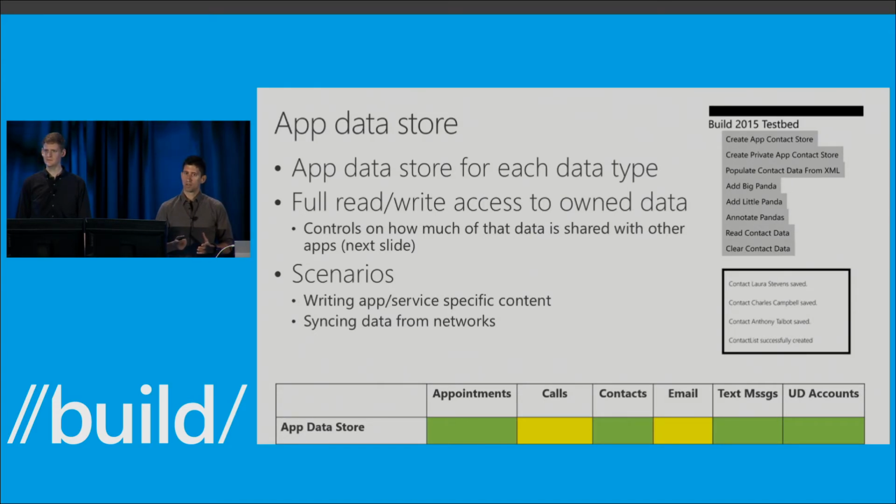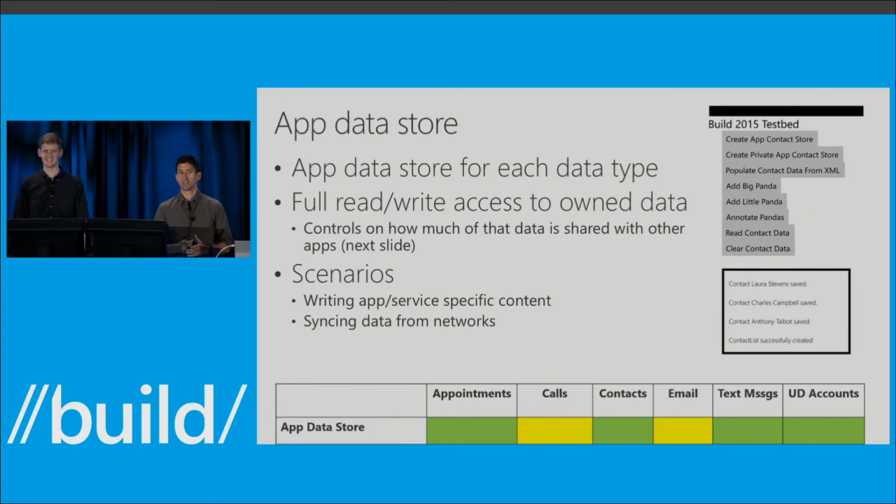Additionally, in Windows Phone 8.1, we added the ability for applications to do that with appointments data as well. Now it's possible to do that with calls, email, and text message data. This data is owned by your application, but it's stored in the system and shared by the system. But you have full read and write access to this data. You're able to modify the contacts, delete the contacts, or update them however is necessary.